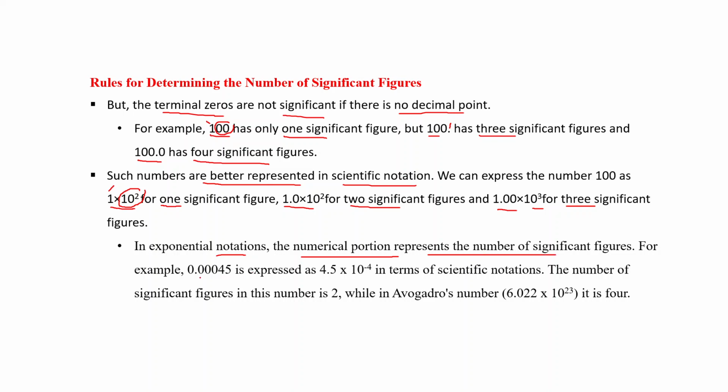For example, 0.00045 in scientific notation we can write as 4.5 into 10 to the power minus 4. Once again, try to understand: in 4.5, the decimal is shifted to the right side, fourth place, that's why 10 to the power minus 4. The number of significant figures in this number is 2, that is, these two digits are considered significant. And the Avogadro number, as we know, is 6.022 into 10 to the power 23. It has 4 significant figures.